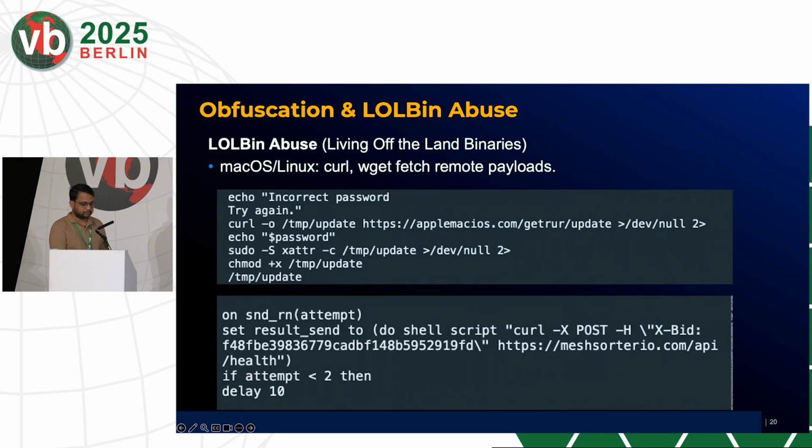Now we will see macOS and Linux systems' LOLBins. The attacker is frequently using trusted and pre-installed command line utilities such as curl and wget as living-off-the-land binaries to fetch remote payloads. These tools are designed for legitimate operations like downloading files and transferring data by administrators or scripts.